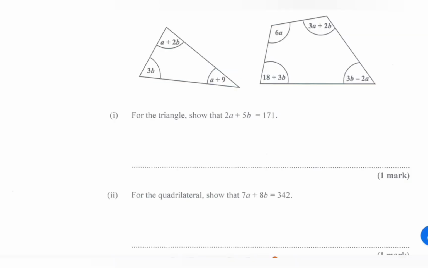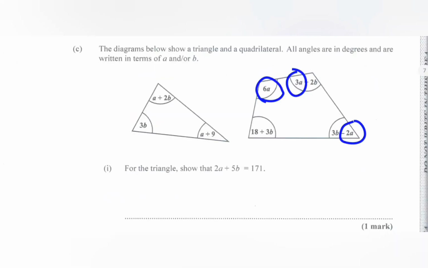Question 2c II says for the quadrilateral, show that 7a plus 8b is equal to 342. So we're going to identify all our like terms and we're going to equate all of that to 360. So let us identify all our a's. We're going to get those written down.